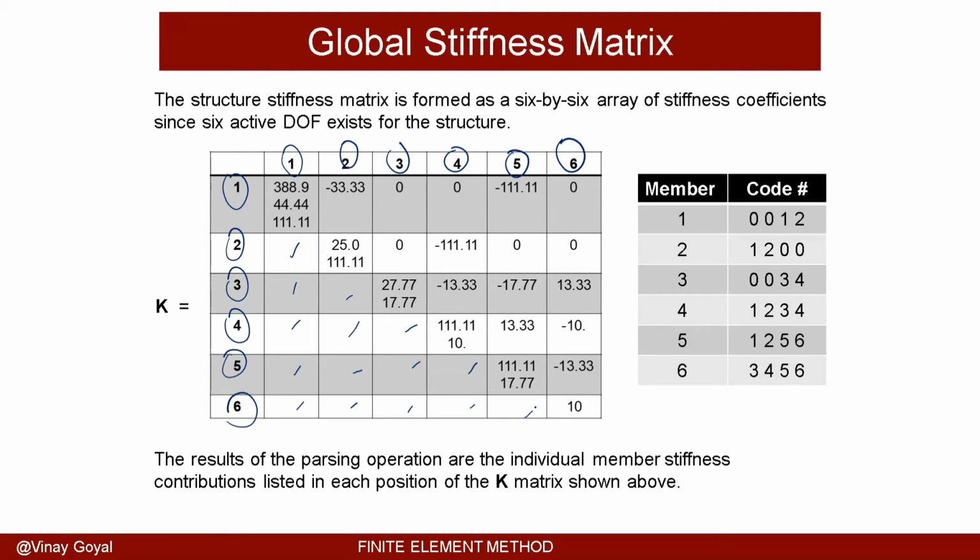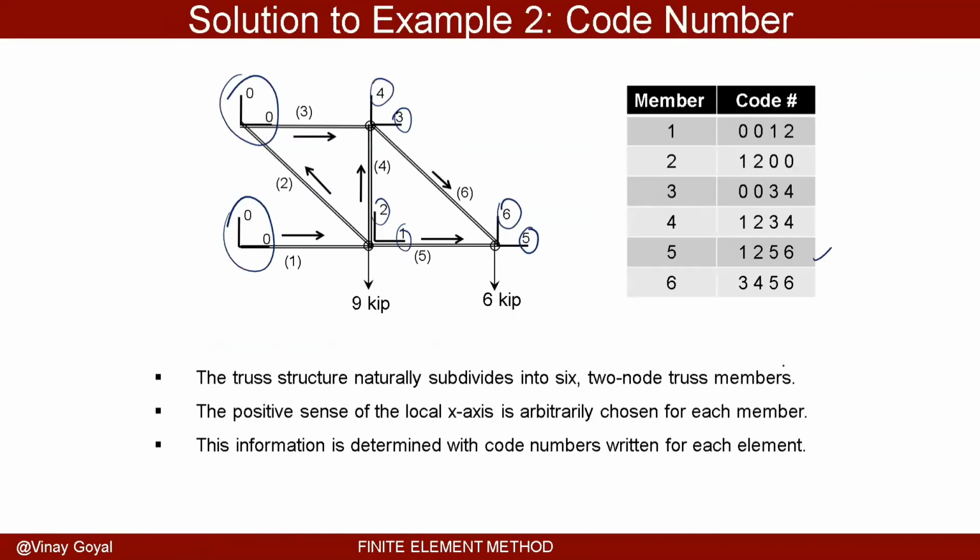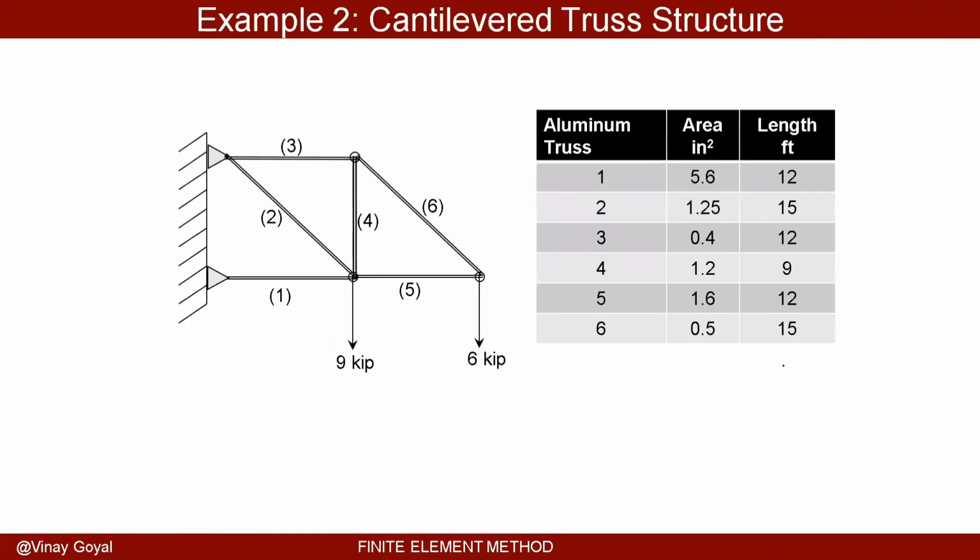I'm done developing the global stiffness matrix. The global structural displacement and load matrix can be looked at now. Let's look at that. So the deflections in the global system is this. What are the loads in the global system? Let's look. I only have 9 kips applied on this node, and the degree of freedom is the vertical one in the negative direction.